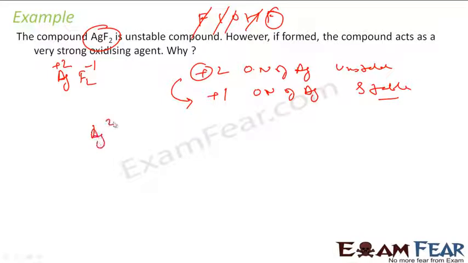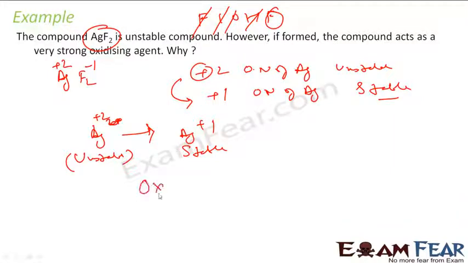That's why +2 oxidation state always wants to become +1, right? So Ag +2 always wants to become Ag +1. Because this is stable, this is unstable, right? So this guy Ag +2 is reducing to Ag +1, so it is a good oxidizing agent. Because it itself gets reduced to Ag +1, it acts as a very strong oxidizing agent.